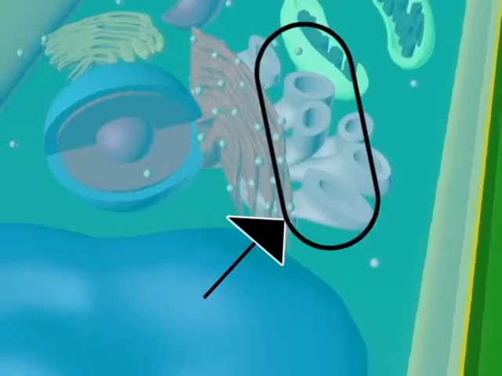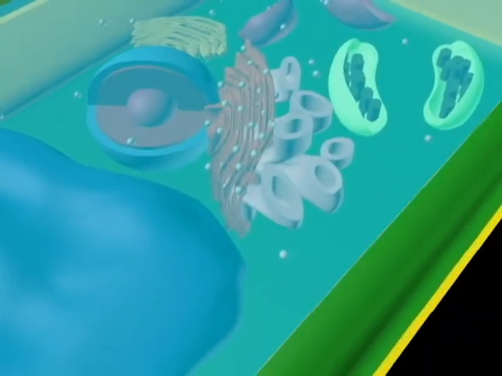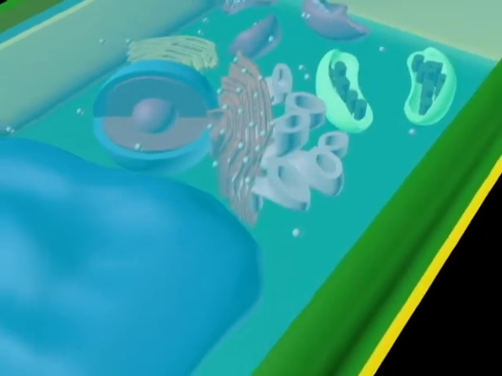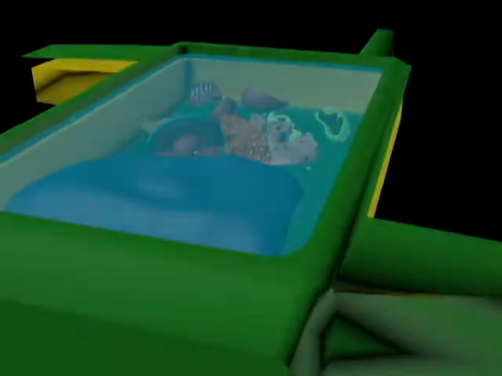Smooth ER has a smoother appearance than rough ER, and is connected to the rough ER. Smooth ER produces fats, and moves newly made proteins and lipids to the Golgi body and membranes.